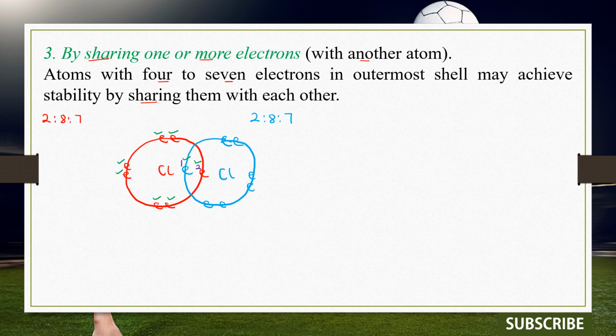So because the electrons being shared are for both atoms, the atoms no longer have 7, but they have 8 electrons in the outermost energy level. So sharing of electrons is another way of obtaining stability.